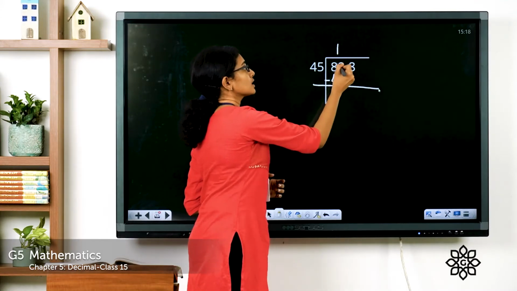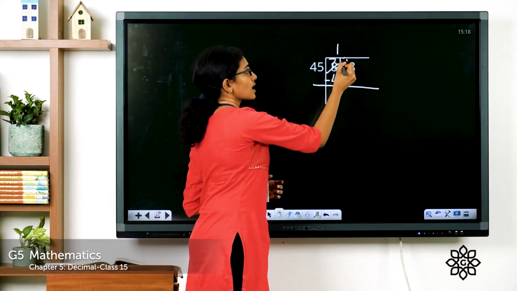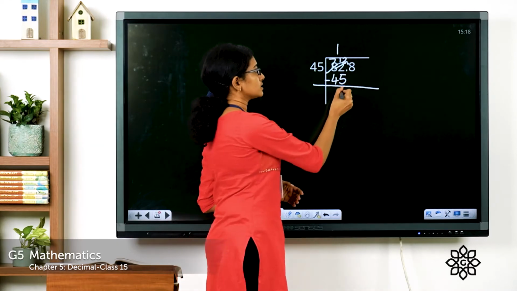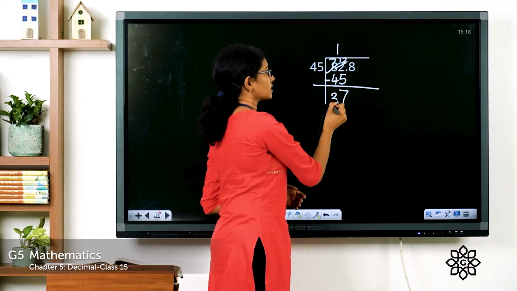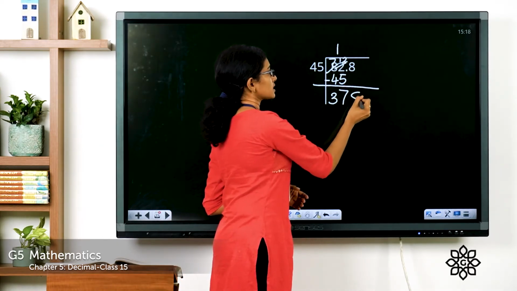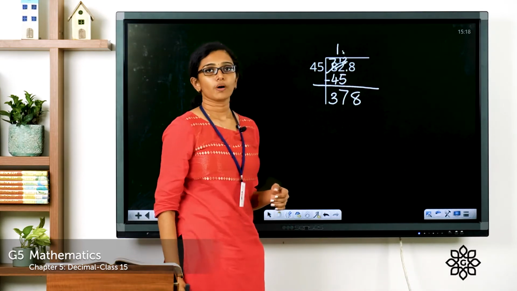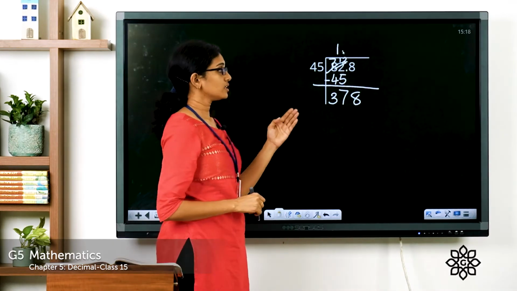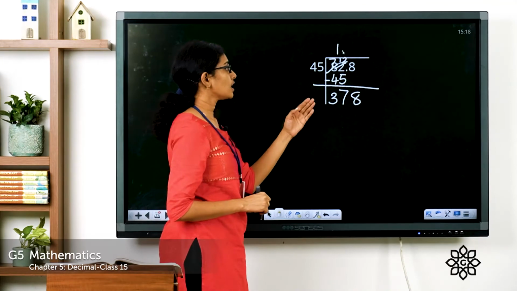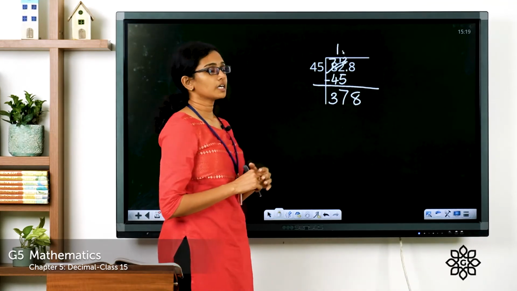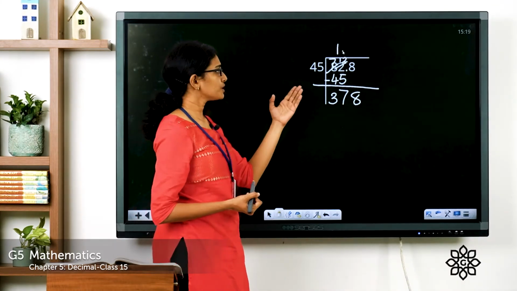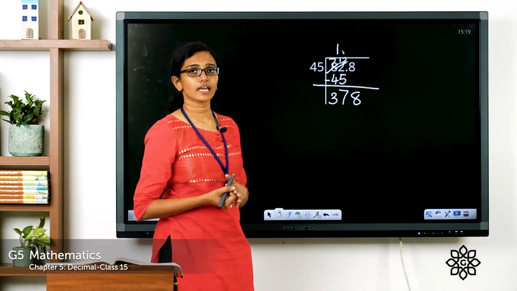Subtracting the numbers. Here it is 7. Here it is 12. 12 minus 5, 7. 7 minus 4, 3. Bringing down the next digit and putting the decimal point in the quotient. Here you have 378. So right now it's 378 divided by 45. So how many 45s will go in 378?